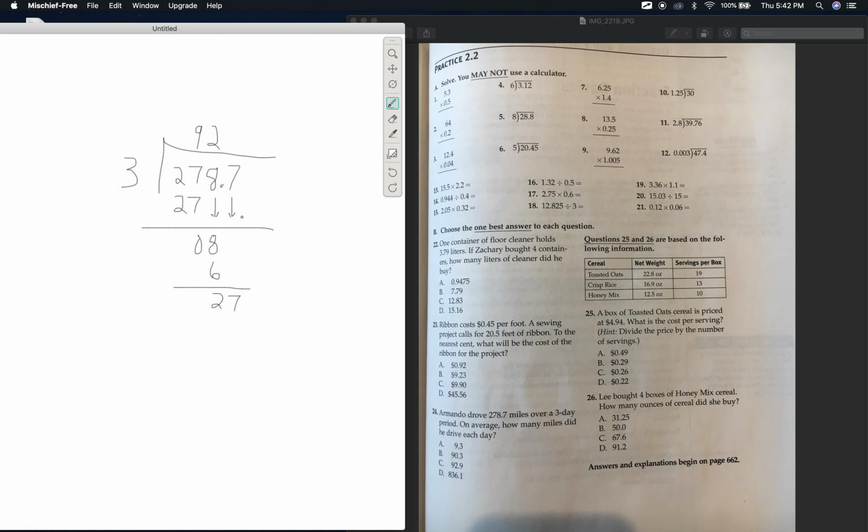3 goes into 27 9 times. 3 times 9 is 27. Okay? And by the way, since this is a whole number, we just keep this decimal place right where it is. So you drove 92.9 miles a day, so your number is C.